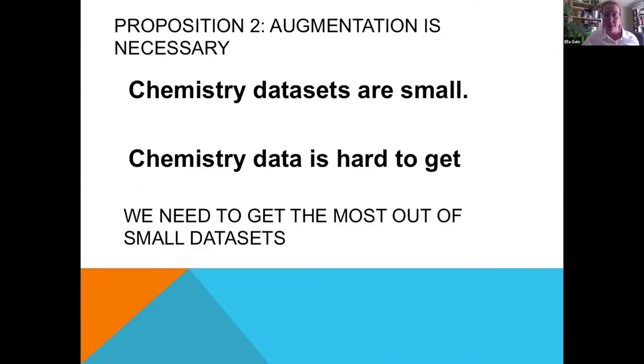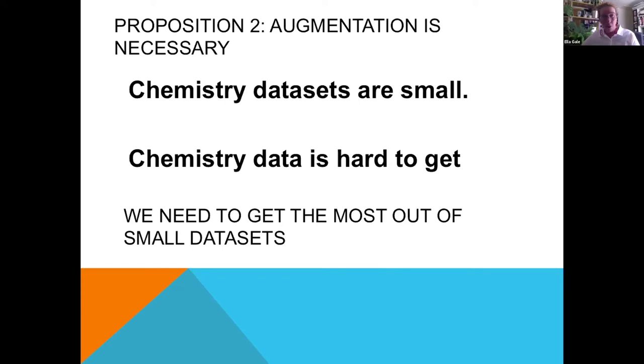Proposition two, if you can see it: augmentation is necessary. Chemistry data sets are small, very small compared to the data sets you'd normally use in machine learning. That's because chemistry data is hard to get. Someone needs to go into the lab and actually do an experiment or make a new molecule. As a comparison, ImageNet, a data set used in machine learning for image recognition, came from Flickr. So you had almost everyone in the world taking photos and labeling them to choose from. Whereas with chemistry data, we only have trained chemists.